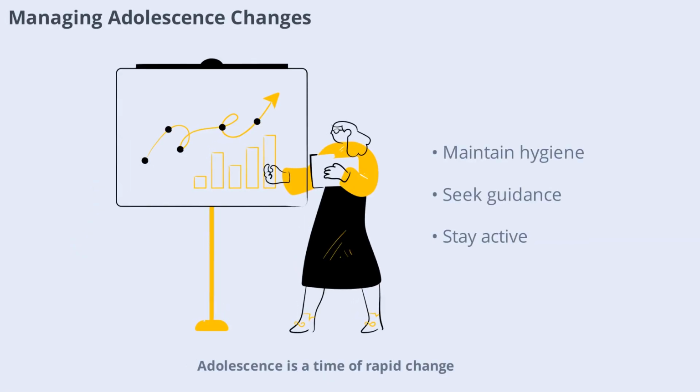Adolescence is a time of rapid change, and managing these changes is important for well-being. Practices such as maintaining good hygiene, seeking guidance from trusted adults, and staying active can help adolescents cope with physical and emotional changes. Understanding these practices not only helps in exams but also supports personal development. Be prepared to suggest practical strategies for managing adolescence in your answer.